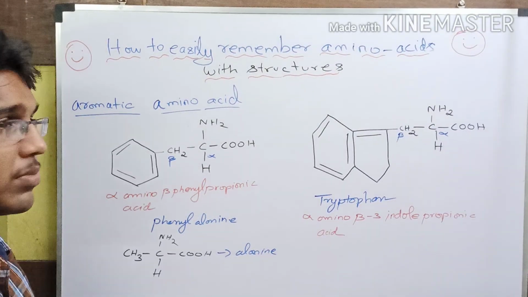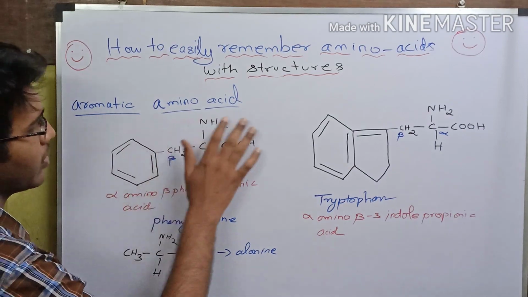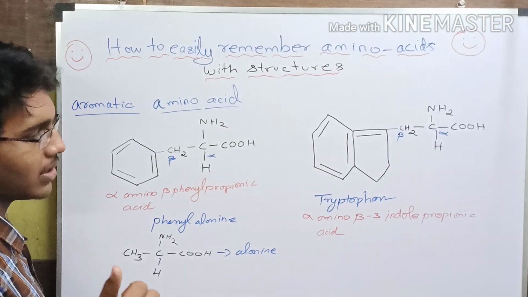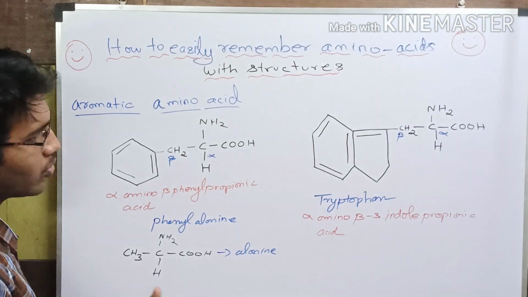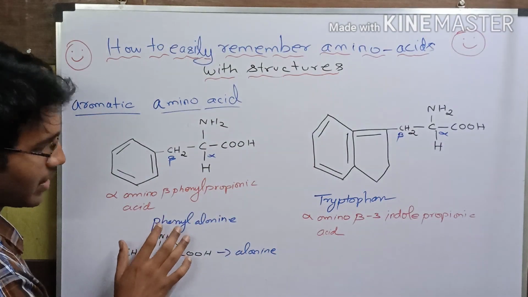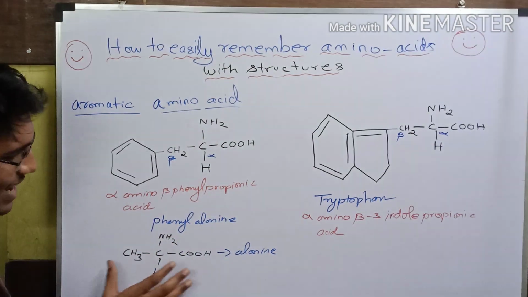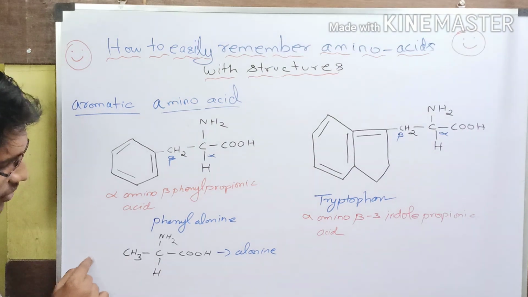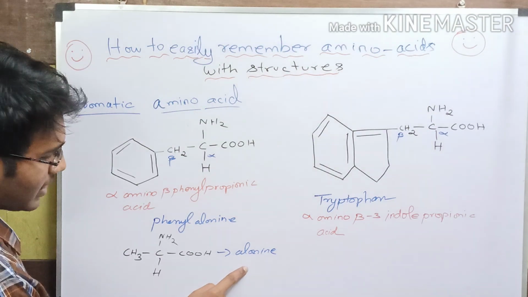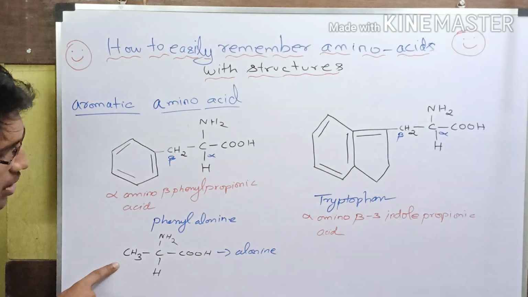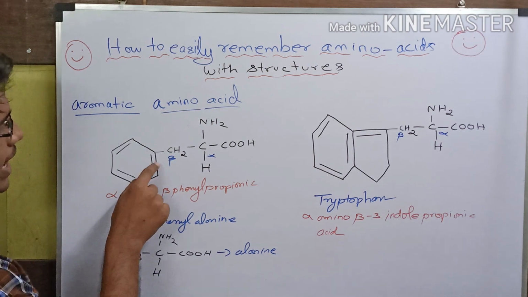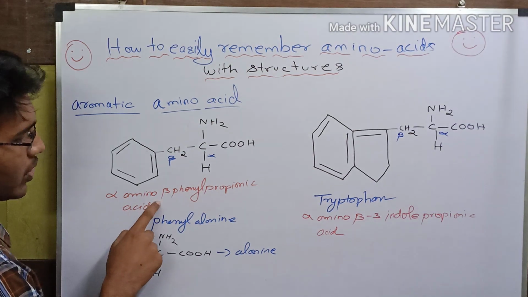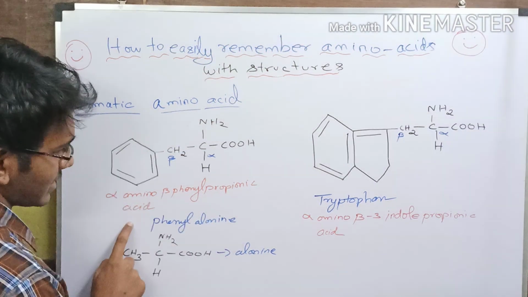Now let us see how to remember the structures of aromatic amino acids. Totally the aromatic amino acids are 3: phenylalanine, tyrosine and tryptophan. First of all, we will see how to remember the structure of phenylalanine. Here also we are taking the base molecule as alanine, which is a neutral amino acid. If you remove one hydrogen atom from the beta carbon of alanine and add a phenyl group, you will be getting phenylalanine, which is also called alpha amino beta phenyl propionic acid.